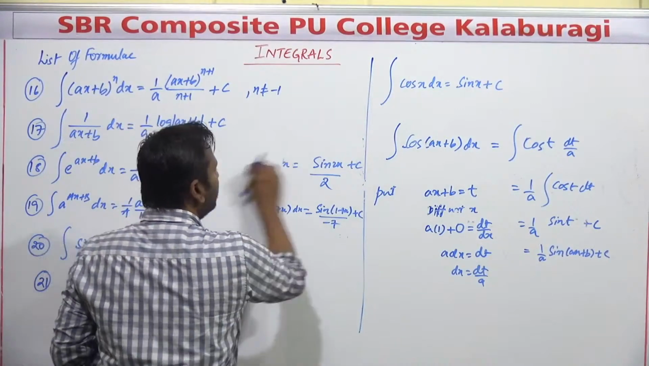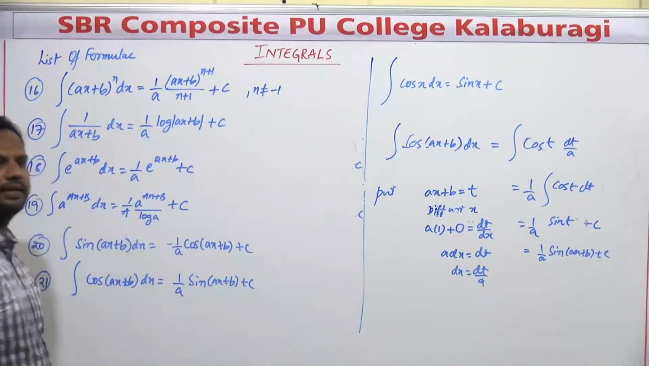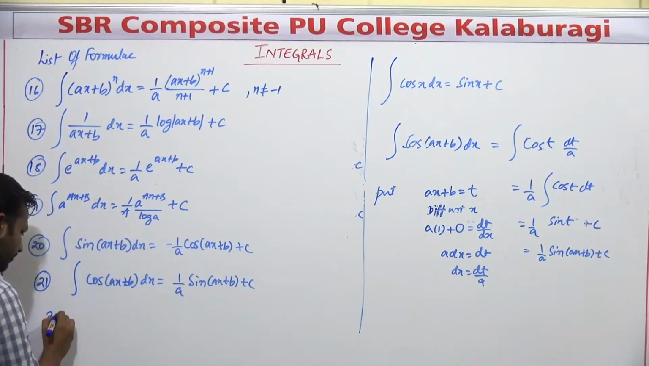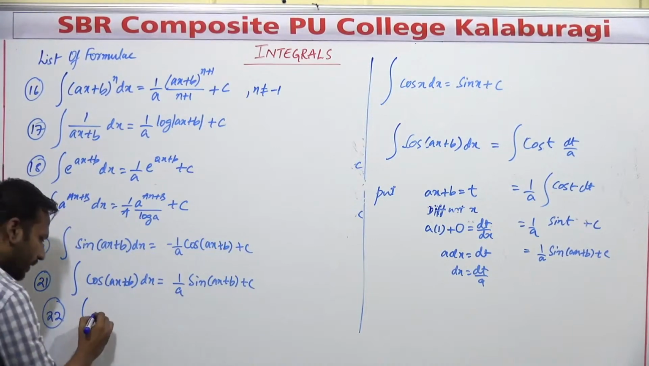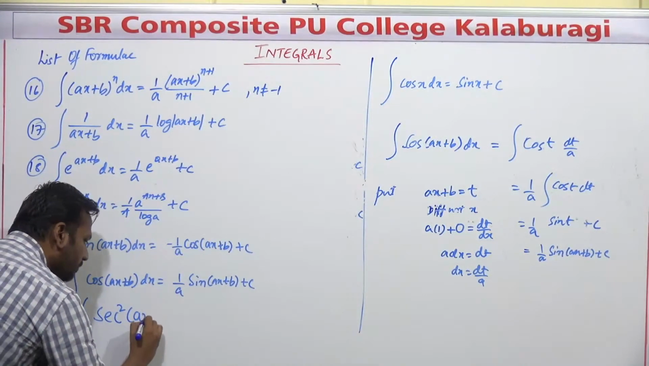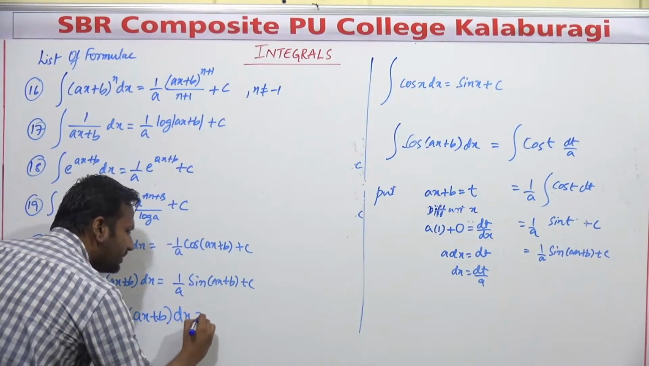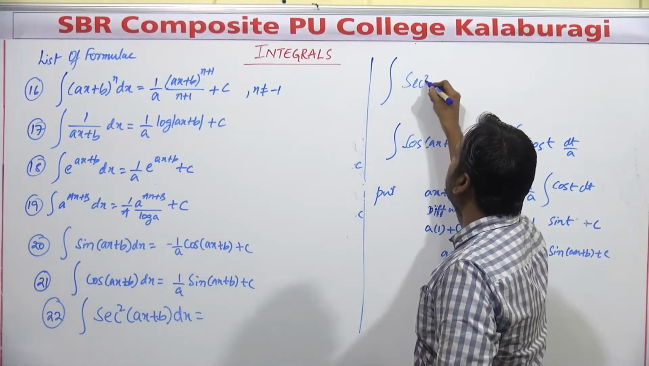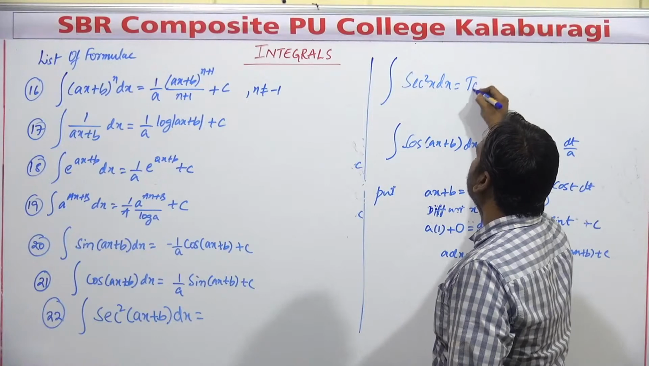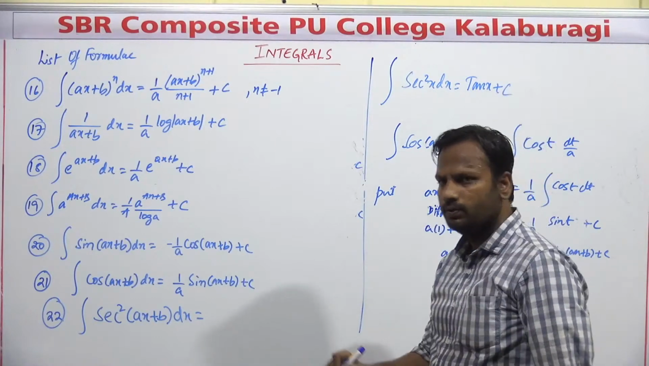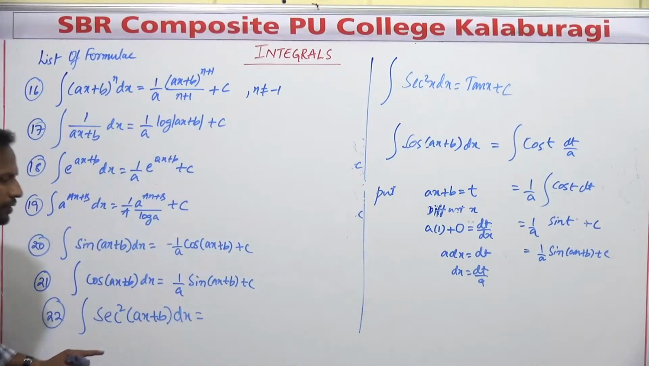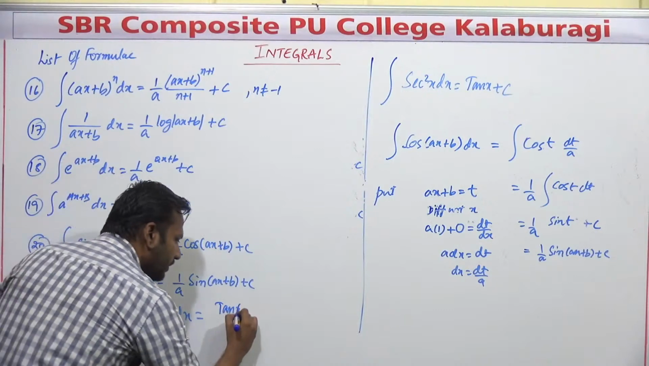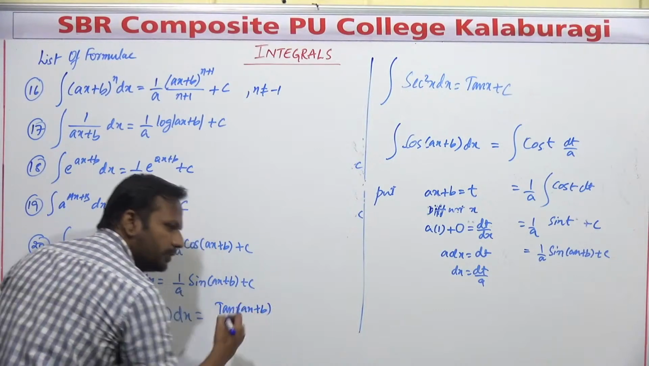Right? The rest of the things I'll be writing directly, students. Why? Because you know the procedure now, how to do it. So similarly, we obtain the formula: secant square of ax plus b dx. What is the secant square x integration? Secant square x integration is tan x plus c. Yes or no? Same thing. Instead of x, what we have is tan of ax plus b plus c.